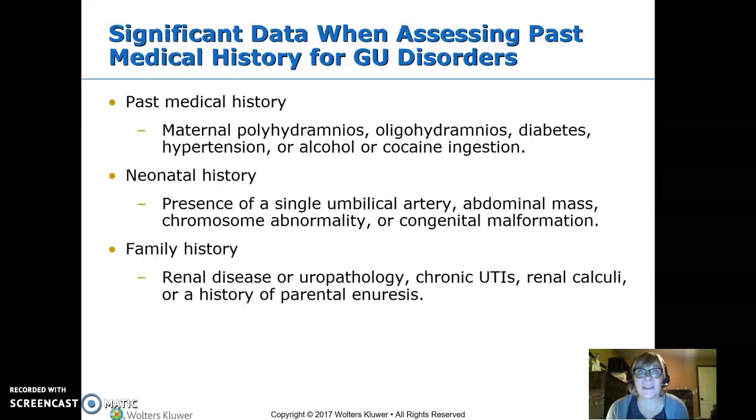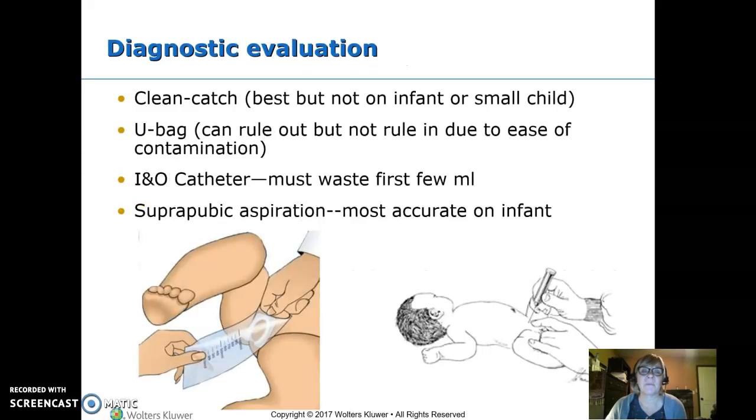Is this something that's gone on in the family? Is there a history of renal disease or some other uropathy? Are there chronic UTIs in one of the parents or the other siblings? Renal calculi, right? Are they making stones? Or, if the parents had a history of nighttime bedwetting past the age of potty training, that's enuresis. Their children are more likely to have it.